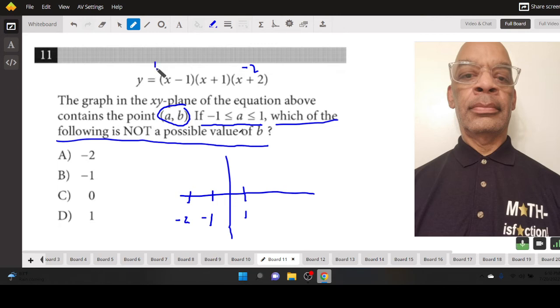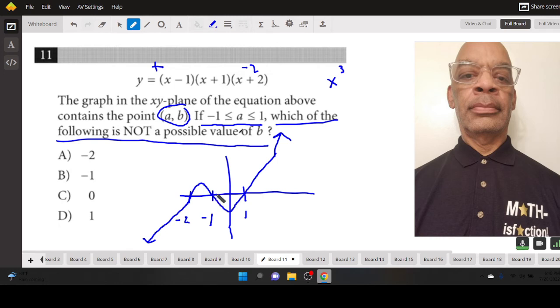Since it's positive up front, the right side has to go up, and we have x cubed essentially. So the left side goes in the opposite direction. It's going to go through here, come back down, and then go up through there.